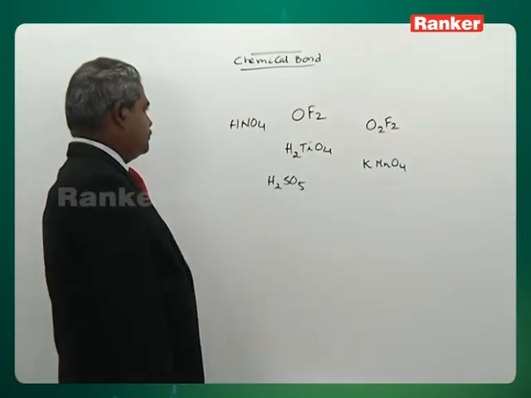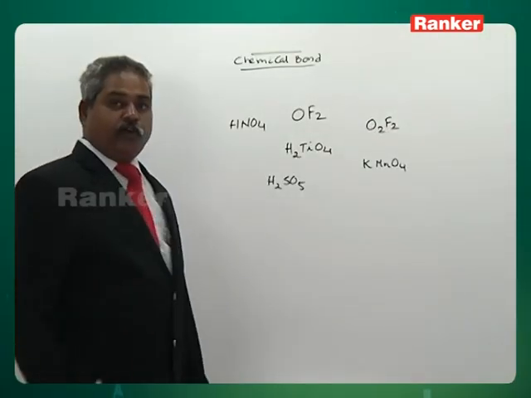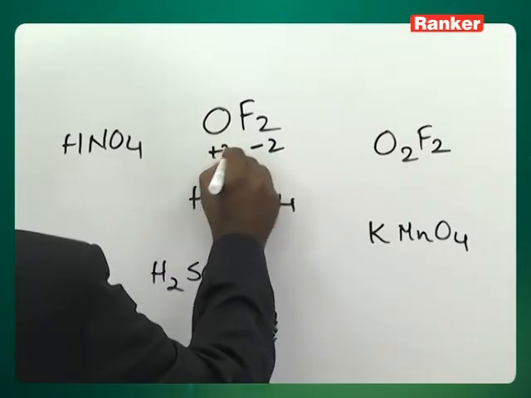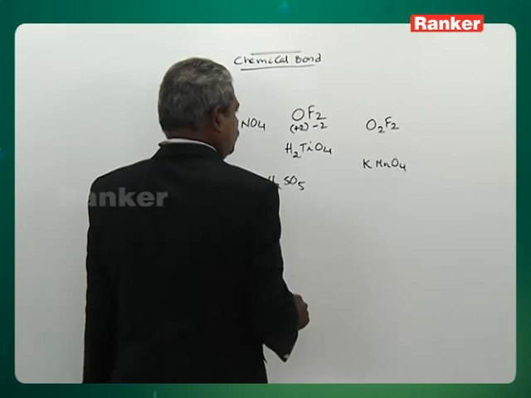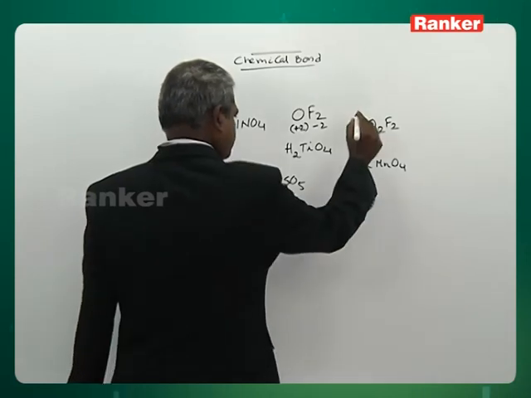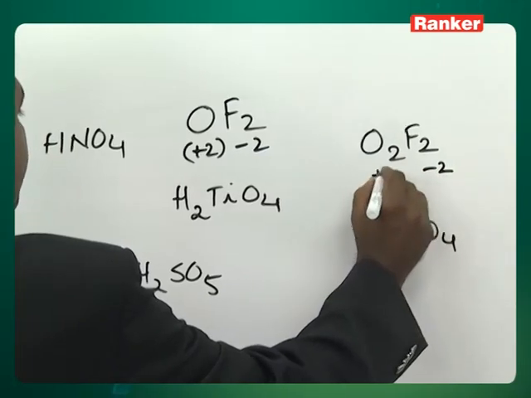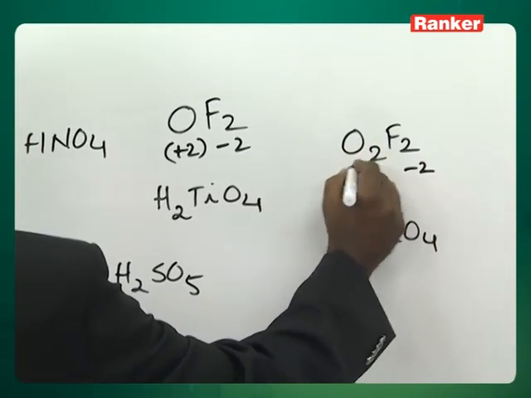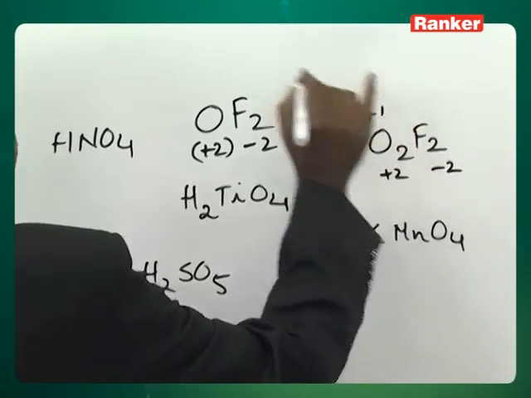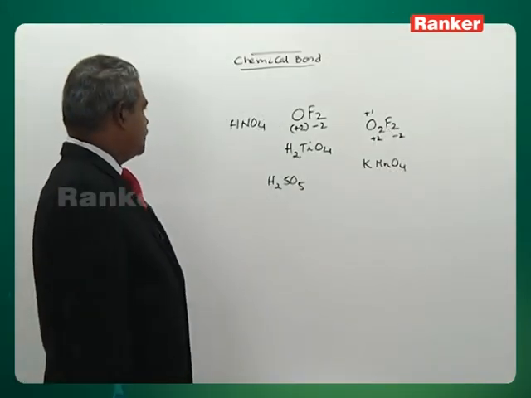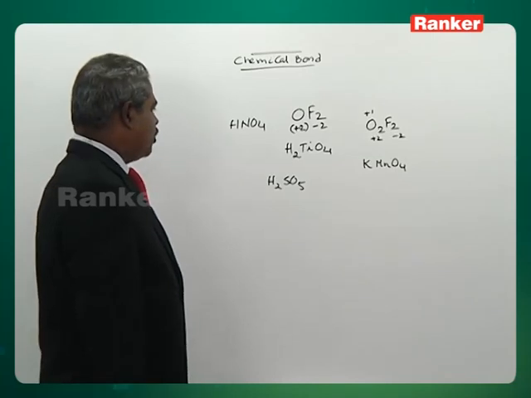OF2. Who will decide? Fluorine will decide. 2 fluorines minus 2. Oxygen is plus 2. O2F2. 2 fluorines minus 2. Two oxygens plus 2. Each oxygen plus 1. And H2TiO4.